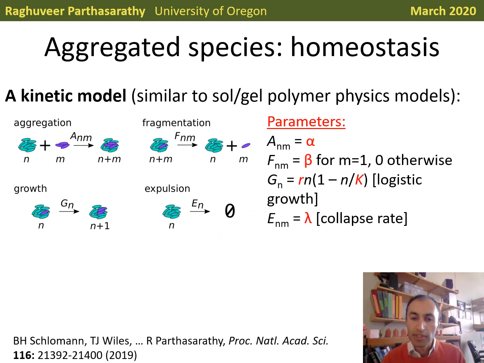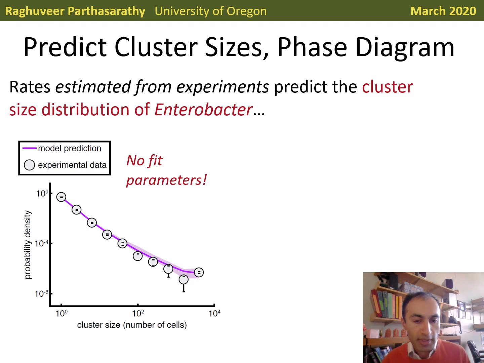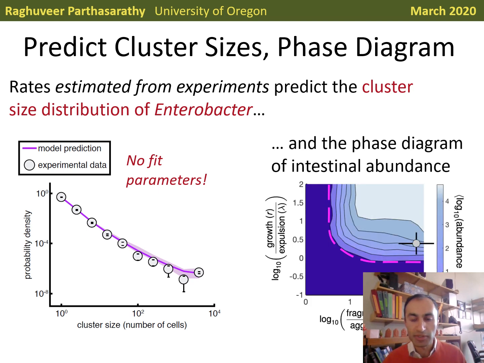There are several parameters in these models, but interestingly, we can fit these from image data and then predict the cluster size distribution of bacterial aggregates with no remaining free parameters. So what does this look like? Here I'm showing you the measured cluster size distribution from actual image data of larval zebrafish as the points. In pink, we have the prediction of this kinetic model with no remaining fit parameters, and these fit stunningly well, suggesting that this is a very good quantitative framework for thinking about gut bacterial populations.